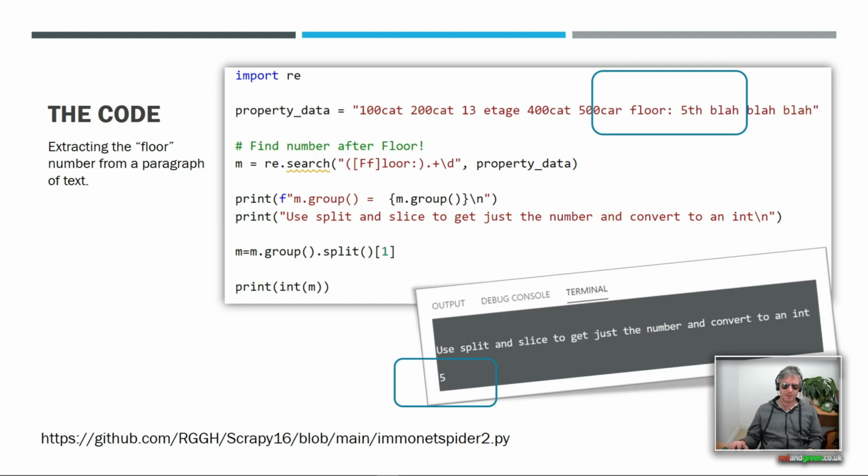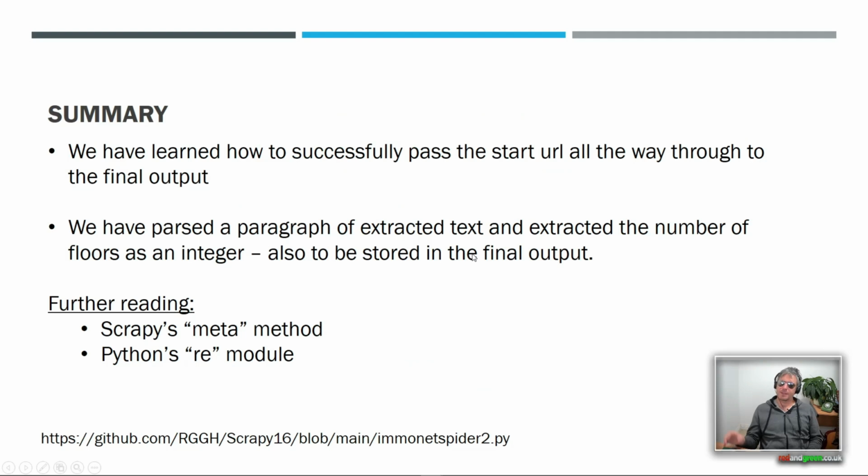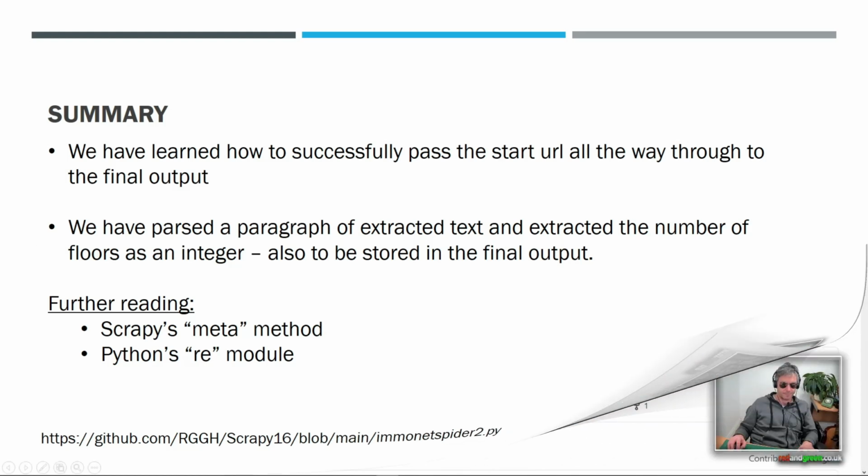Good. Right. Summary. In summary, we've learned how to pass the start URL all the way through the spider. We've looked at how we can extract some text, extract an integer eventually from a paragraph of text. And if you want to read any more, then Scrapy documentation, response.meta, and Python built-in RE module. So I think it's time to look at some code and run it.